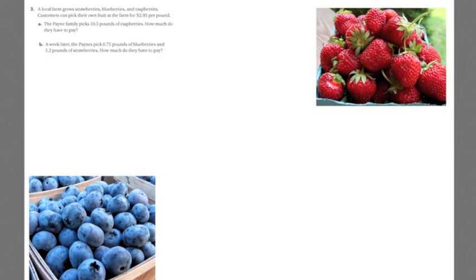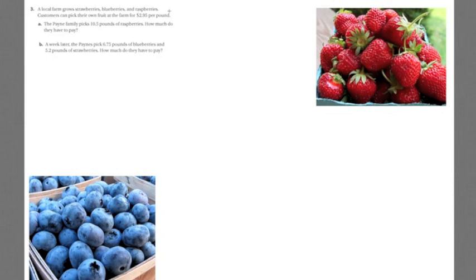All right, let's move on to number 3. So we have a local farm that grows strawberries, blueberries, and raspberries. Customers can pick their own fruit at the farm for $2.95 per pound. So the first question says, the Payne family picks 10.5 pounds of raspberries. How much do they have to pay?